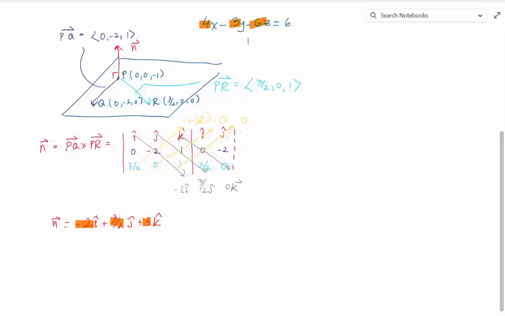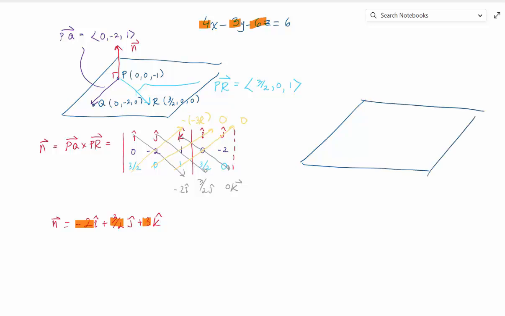So let's ask the question a little bit backwards. Let's reverse what we know. So let's say I told you that I know the normal vector is (-2, 3/2, 3). And I tell you that one of the points on the plane is, let's just go with point P, okay, which is (0, 0, -1). Could you then write the equation of the plane?